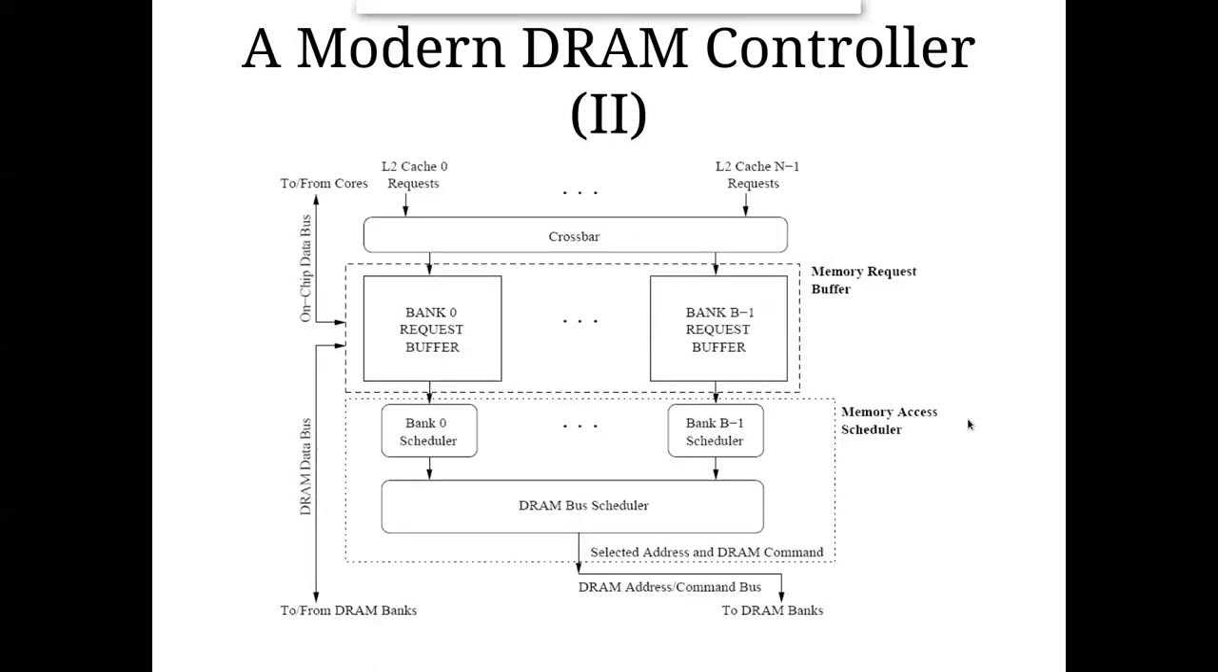Okay. Here's another view of this. We have a bunch of requests coming in from our processor. And then we have different buffers for our different banks. So this queue will be like, I want this data from bank zero. And then I would want maybe this other data from bank B minus one. And then each one has its own scheduler. And then we have a whole bus scheduler, which schedules which commands we send across the memory bus to the DRAM. This has to figure out which of these banks takes priority, for example.